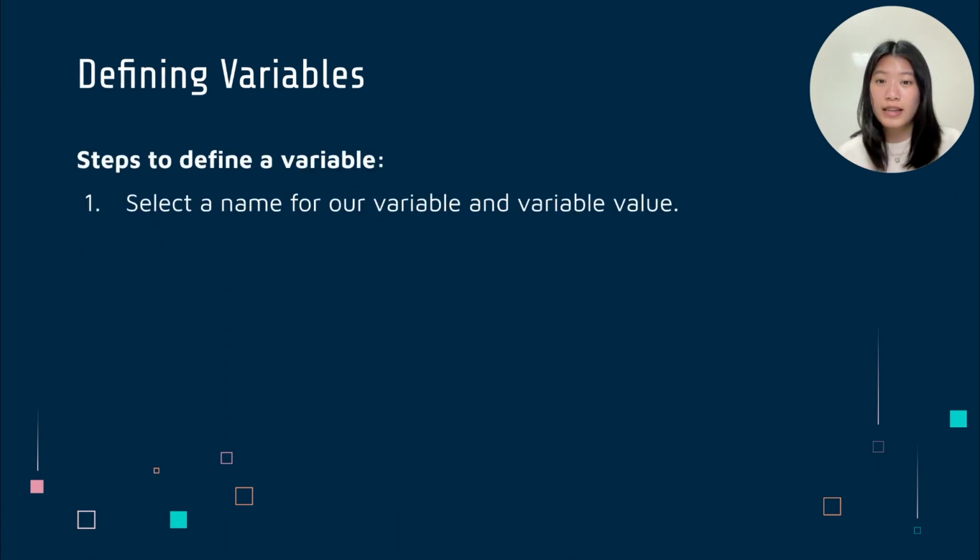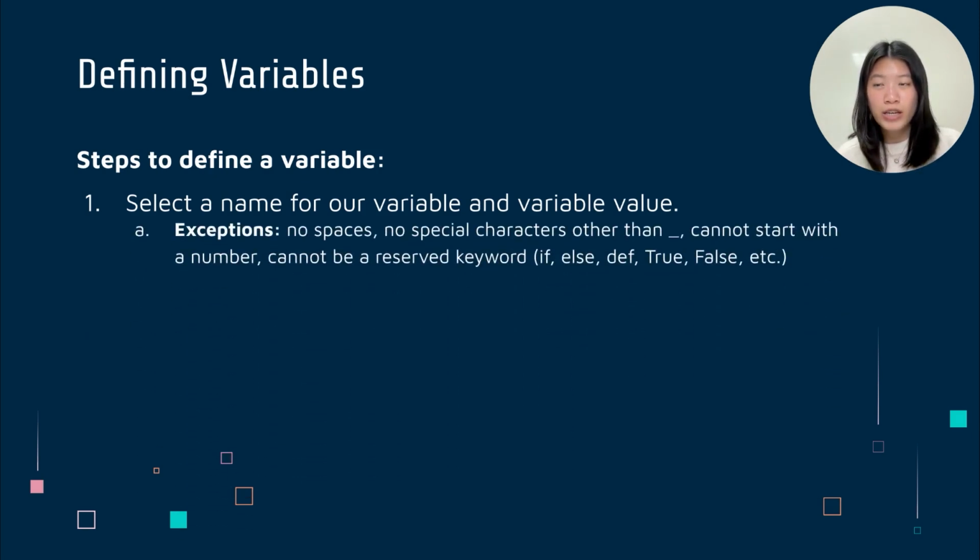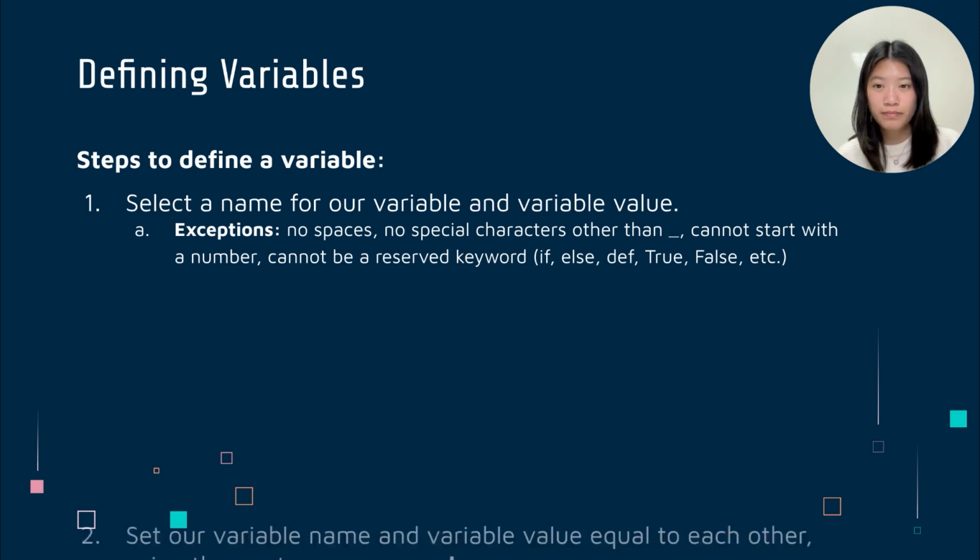Number 1, we're going to select a name for a variable and a variable value. And in Python, we can select almost any name for a variable with a few exceptions, and these exceptions include the fact that our variable name cannot have any spaces, it cannot contain any special characters other than the underscore, it cannot start with a number, and it cannot be a reserved keyword. So examples of reserved keywords in Python include if, else, def, true, and false, and we'll explore those keywords a little bit later in our lesson.